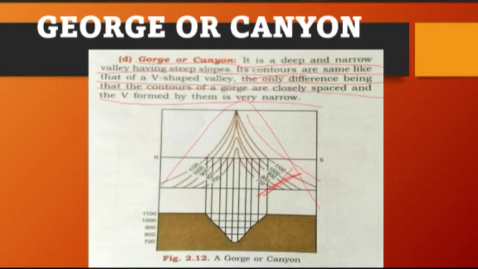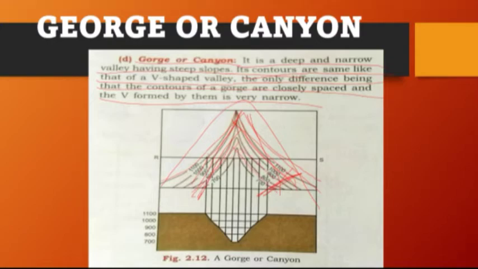very narrow. यहाँ पे जो V formed हुआ है, you can see like this V is formed. वो बहुत narrow है. You can see narrow it is and spaced है, मतलब closely spaced मतलब बहुत पास पास है. You can see, right? So this is gorge or canyon.